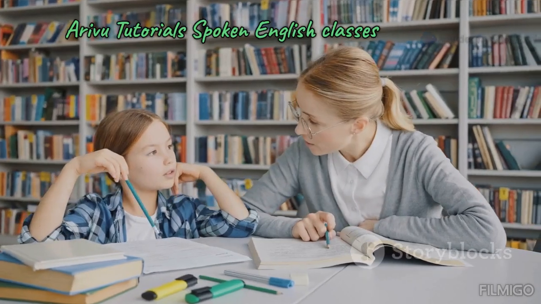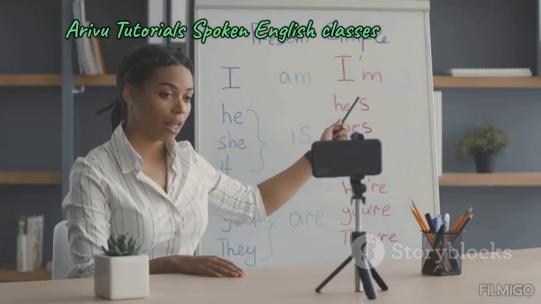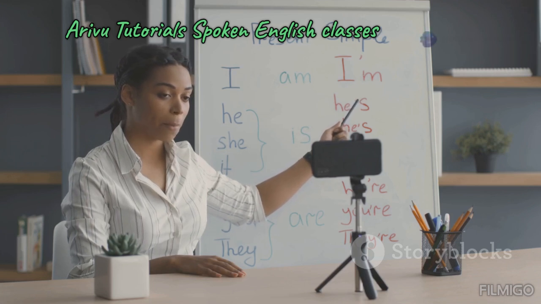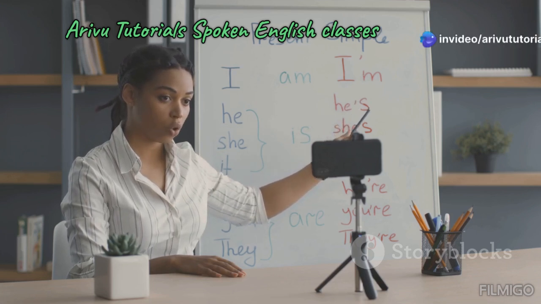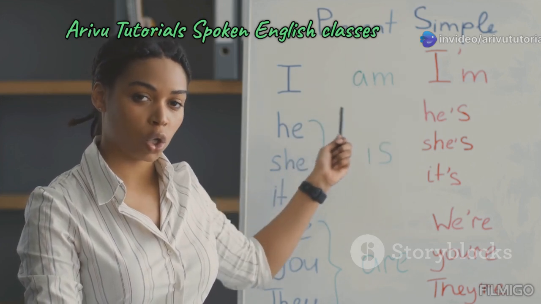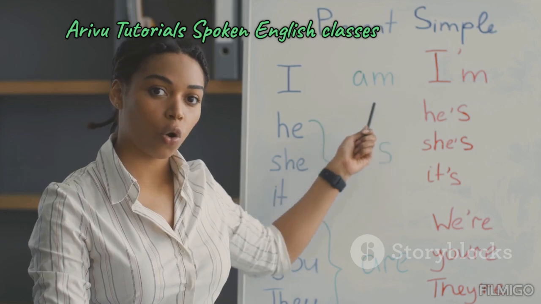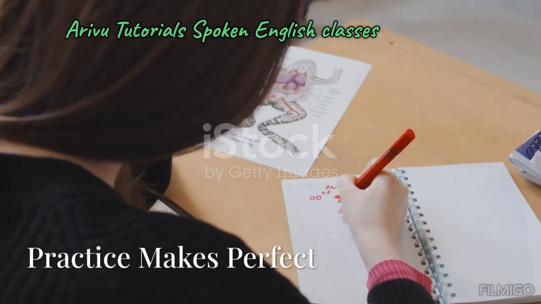Use let for permission, make for compulsion, and allow for passive sentences. Each word has its own specific use, so be careful to choose the right one. Always check your tense and subject to make sure your grammar is correct. Paying attention to these details will help you avoid common mistakes and speak English more confidently.